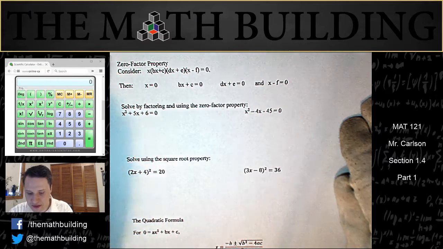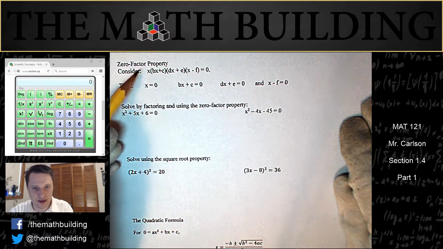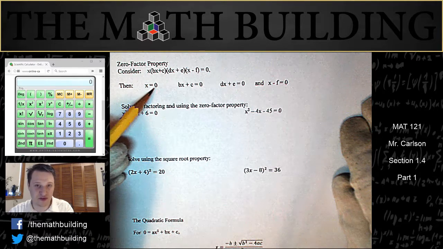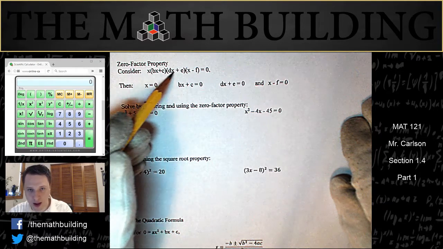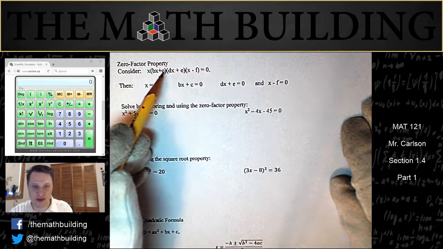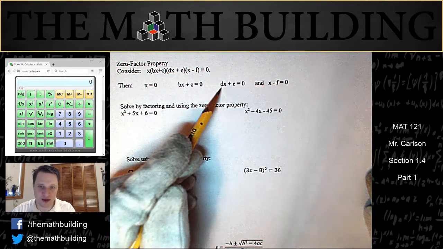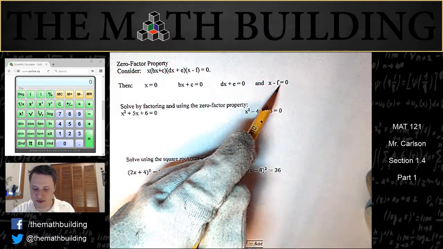So if this equals 0, then because this x on the end here is all by itself, that means x could be 0. If x was 0, it would gobble all of this up. Also, bx plus c would equal 0. As long as this piece was 0 right here, it would gobble everything up. Same for dx plus e, same for x minus f.